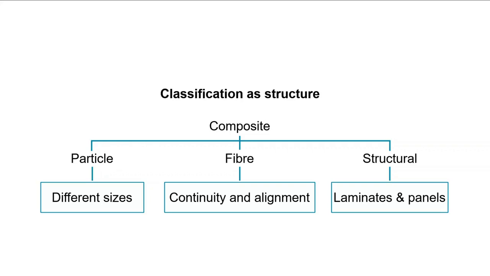Structural composites are further categorized as laminates or panels. An example of the former is steel sheet sandwiching nylon to reduce vibration and noise transmission in automotive applications. As for an example of a panel, we'll come to that in a bit.